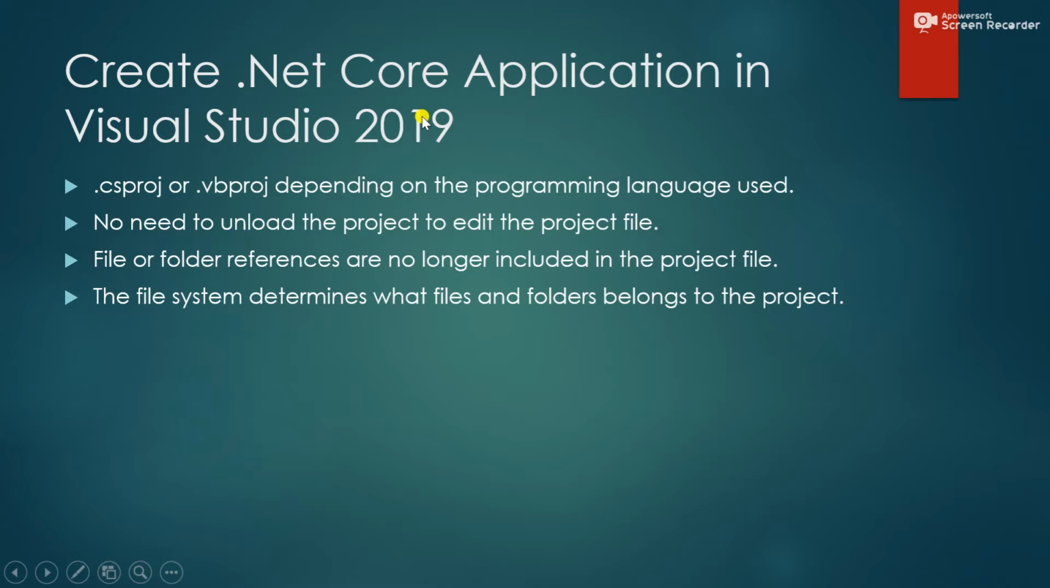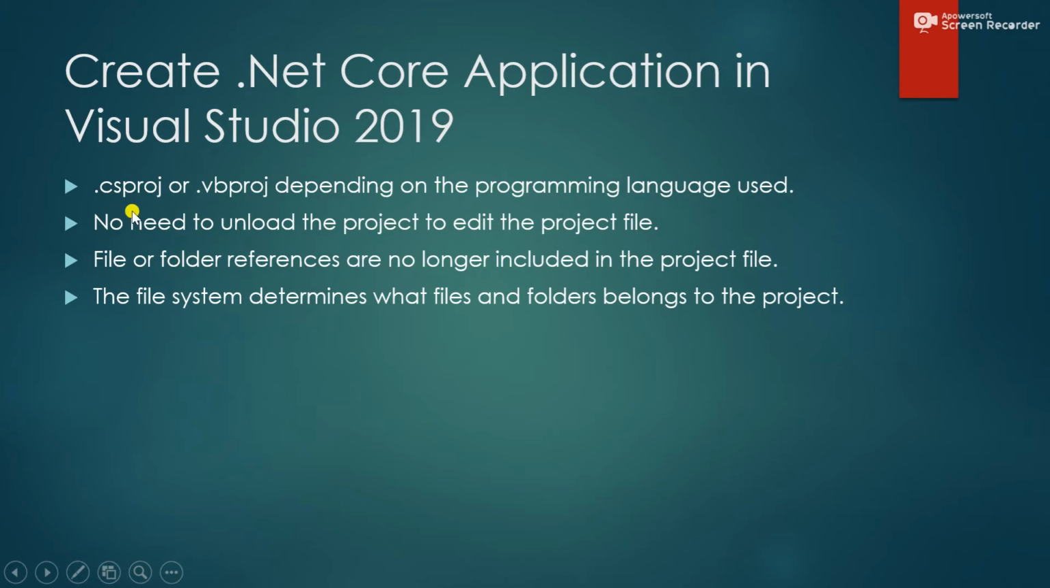In a .NET Core application, if you want to edit any project file, you don't have to unload it. Like if you have prior experience in .NET, you have to unload the project file first before you edit it, right? So here you don't have to do that. You just click on the project file and you can edit it. We'll see that in practical. So for now you just understand, yes, we can edit it directly without unloading the project.